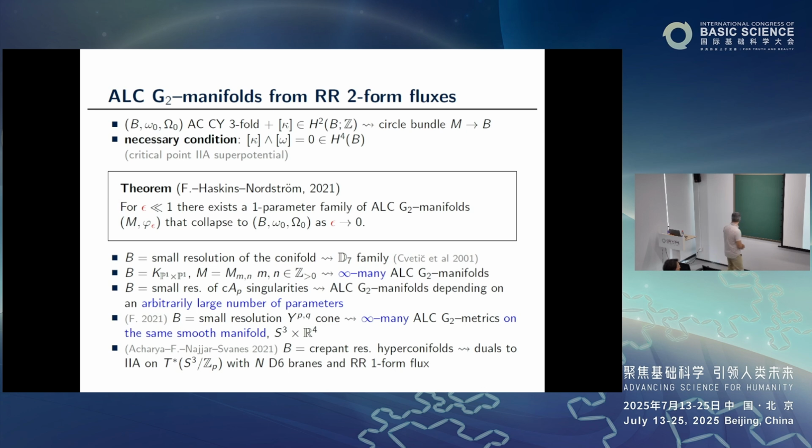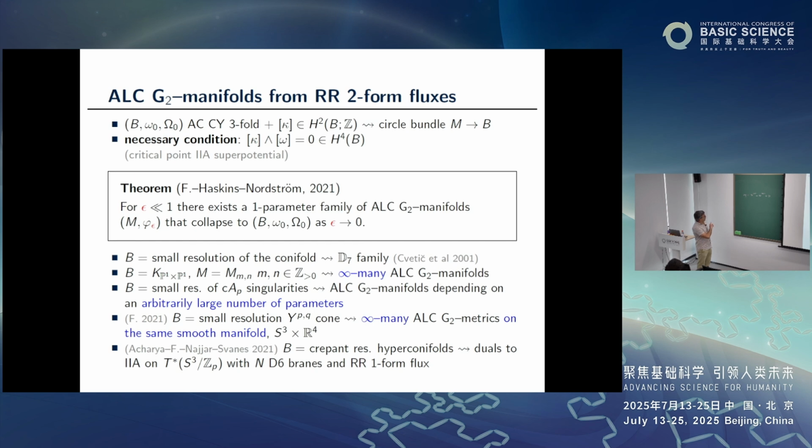So maybe the cAP singularity is the easiest to write down. The Calabi-Yau cone that you start with is something like this. When p is 1, this gives you just the conifold. And when p is higher than 1, then these are certain kinds of compound A_p singularities.